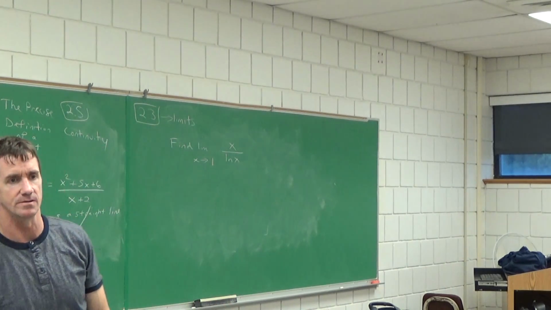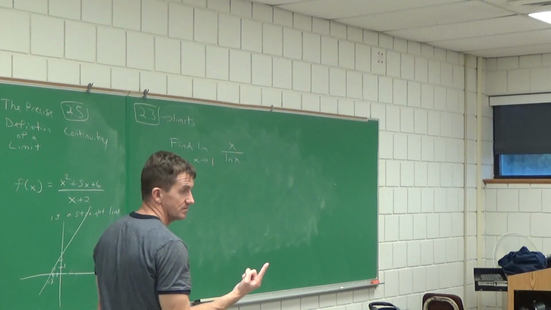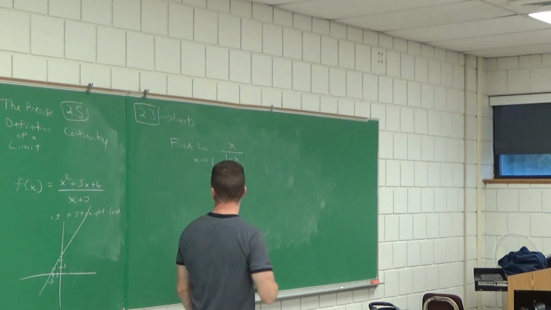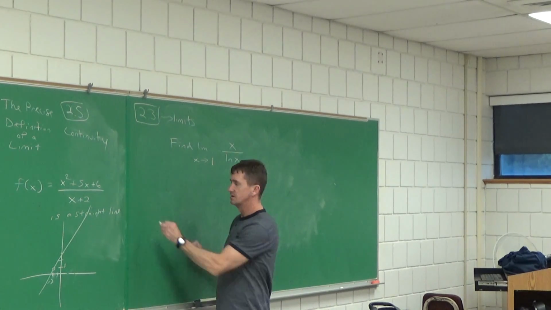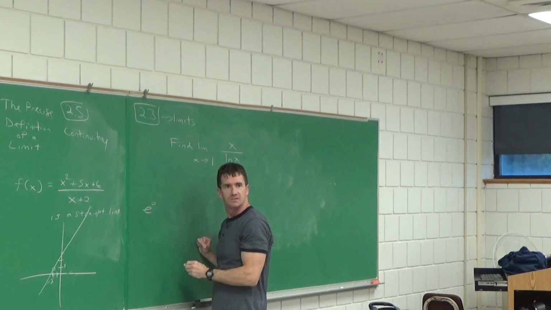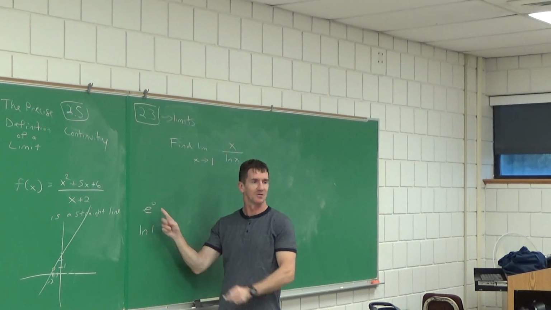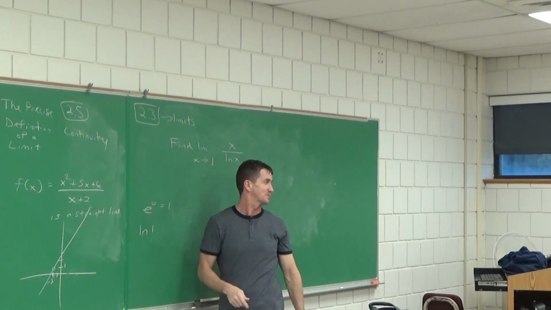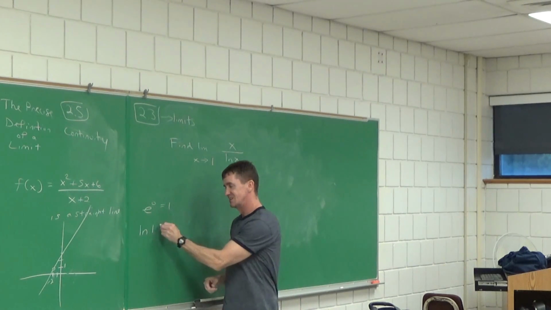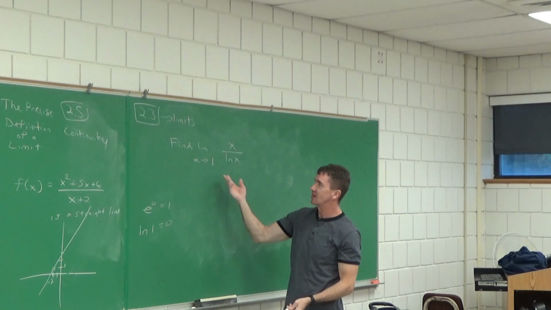Natural log of 1 is what? 0. Yeah, a few things are good to know in math without the calculator. It's good to know e to the 0, and it's good to know ln of 1. What's e to the 0 power? 1. Comes up a lot. What's ln of 1? 0. But you can still hit ln 1 on the calculator.